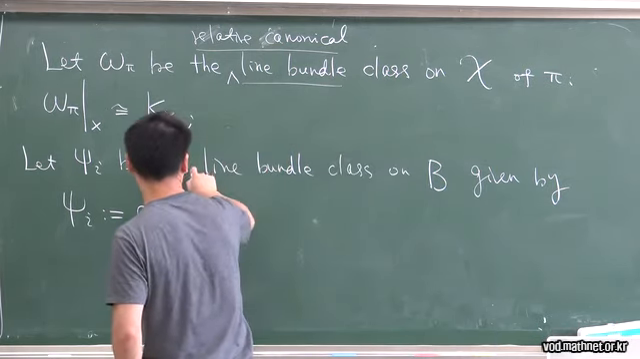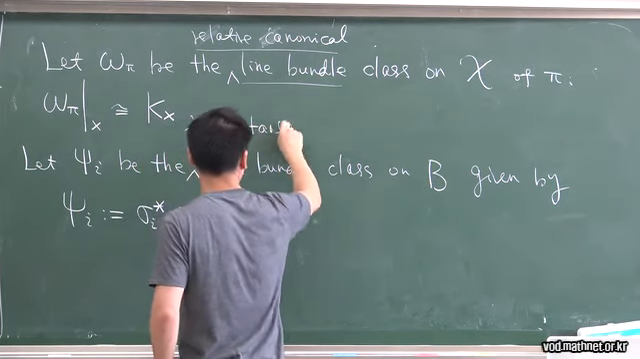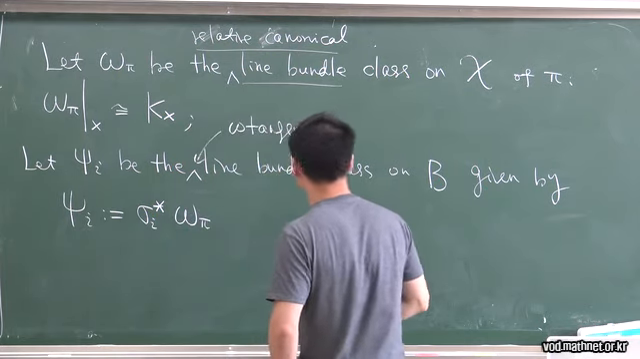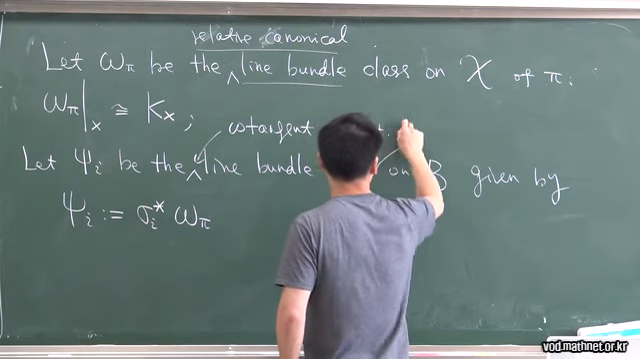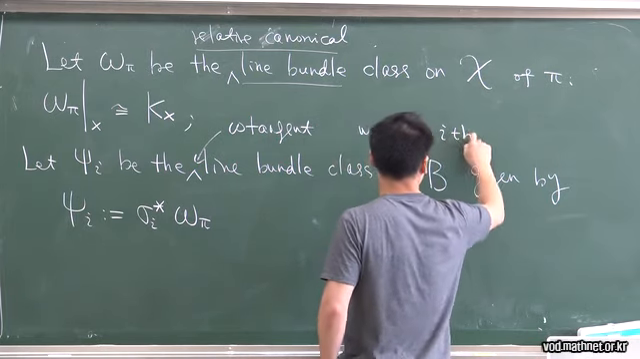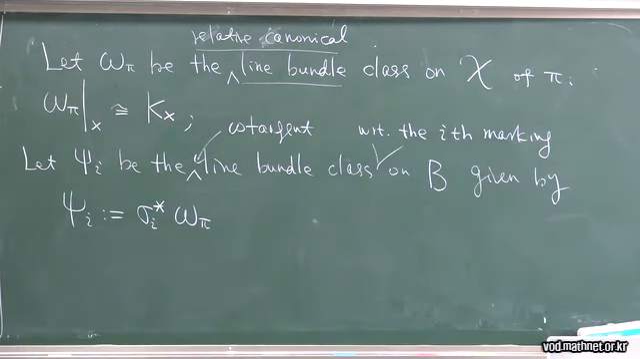Maybe I should also write it down, sorry. I'll explain this in a second: the cotangent line bundle class with respect to the ith marking. Because I pulled back to B, this psi i is defined on B. If I take a point which represents this fiber X, you think of B as a moduli space, say M_{g,n} or M_{g,n} bar, that's what you really should think. So this is a universal curve.